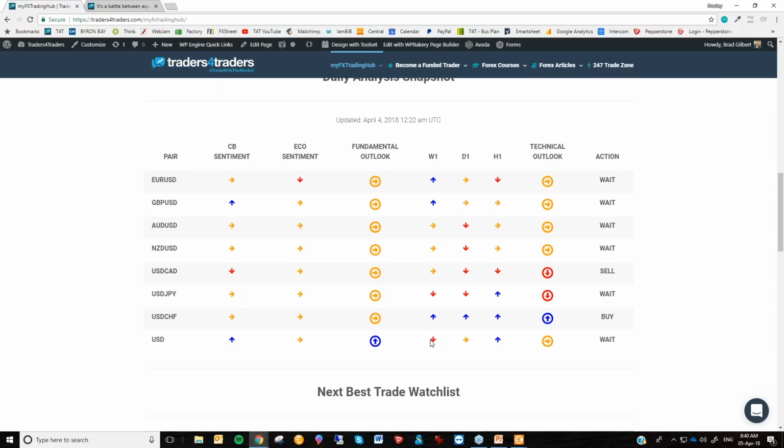But technically, for the dollar index, it's all over the shop. Long term, it's down. On the dailies, it's sideways. And short term, it's been going up. If anything, it's probably sideways from here. So we've got a situation where we're going to wait. But I do have an upward bias in dollar yen and in the dollar index.